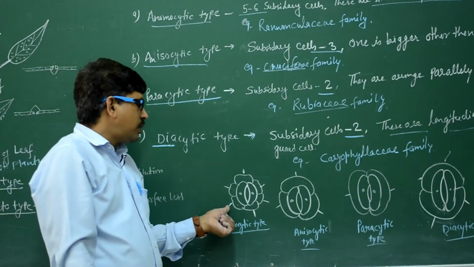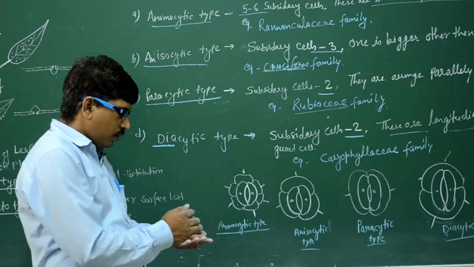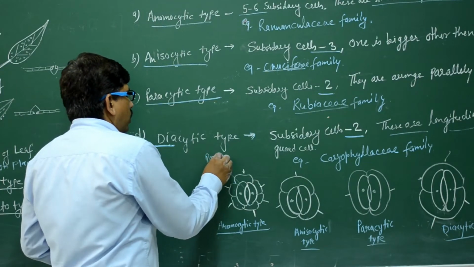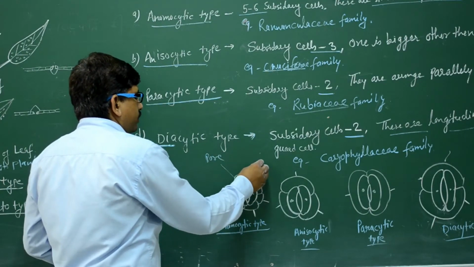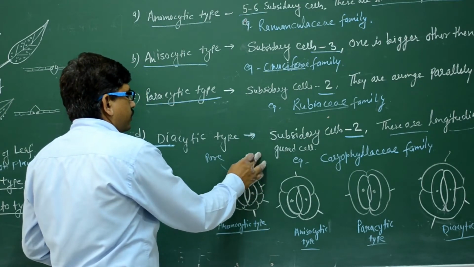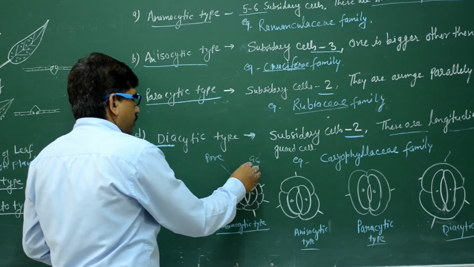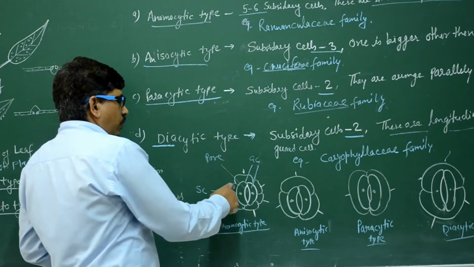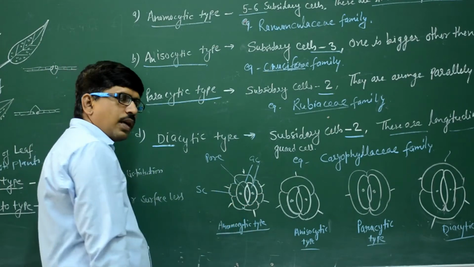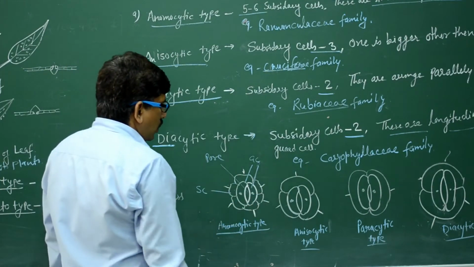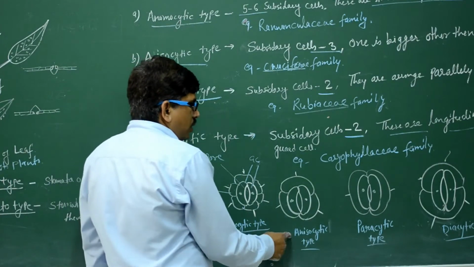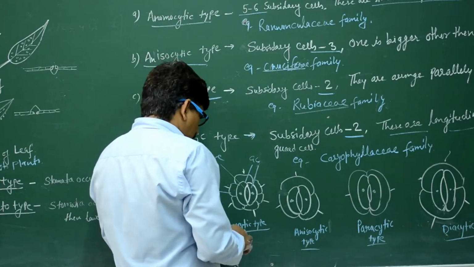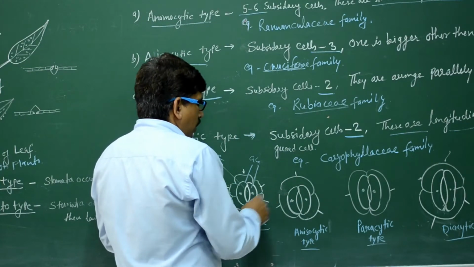The first is the anomocytic type. This is the pore. Second one is the guard cell. And these are the subsidiary cells, 1, 2, 3, 4, 5, 6. These are 5, 6 cells. They are around the guard cells. Second, anisocytic, 3 cells, 1, 2, 3. 2 are smaller, 1 is bigger than 2.